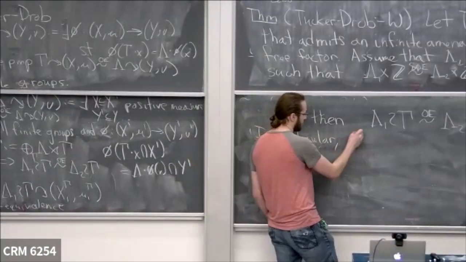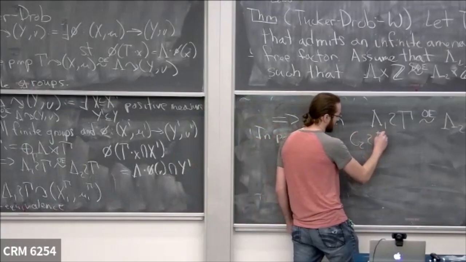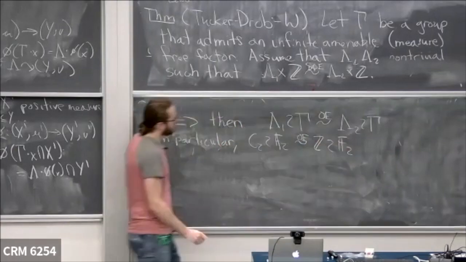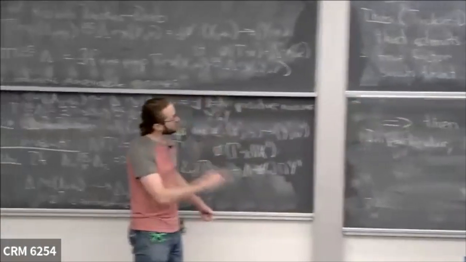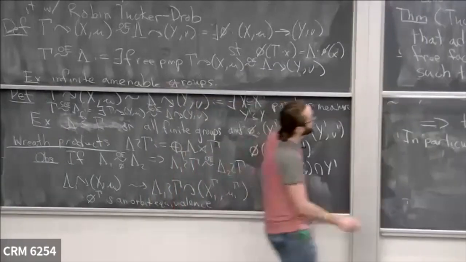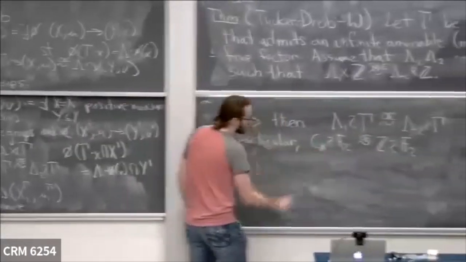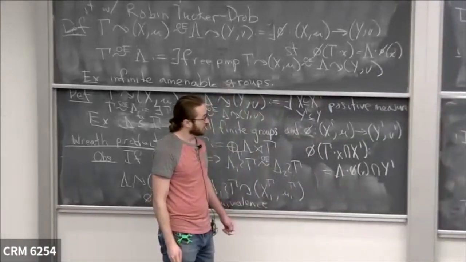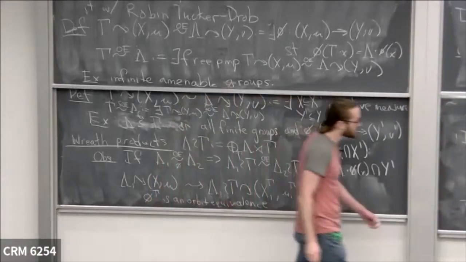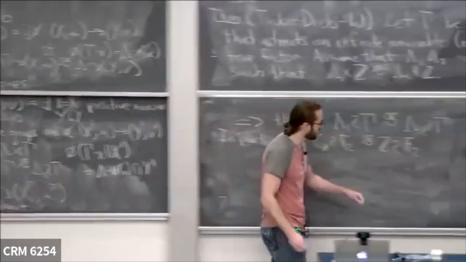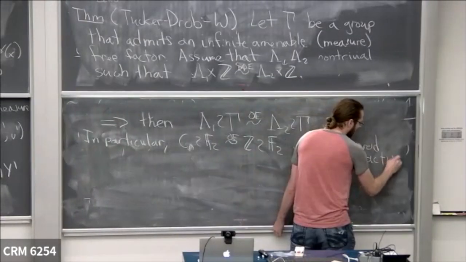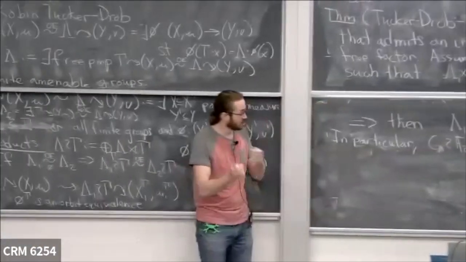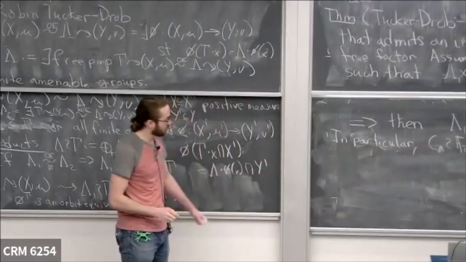In particular, C2 wreath F2 is orbit equivalent to Z wreath F2. So giving us the analogy, I wrote it as Cn. Cn wreath F2 is orbit equivalent to Z wreath F2. So this gives us the analogy with Lewis Bowen's result. This orbit equivalence that we construct is actually via the same wreath product action that I defined over here. So it's the same exact action that we're actually looking at. It's just constructed in quite a different fashion.